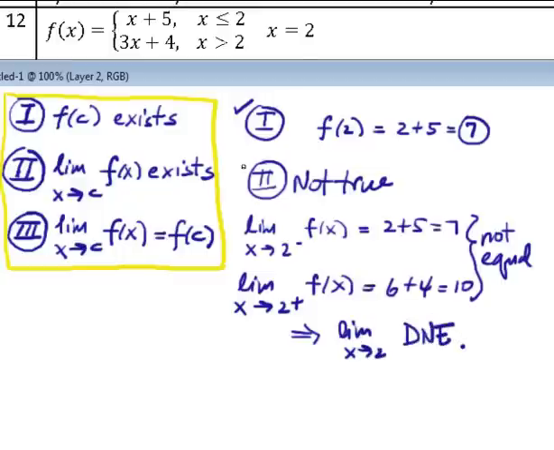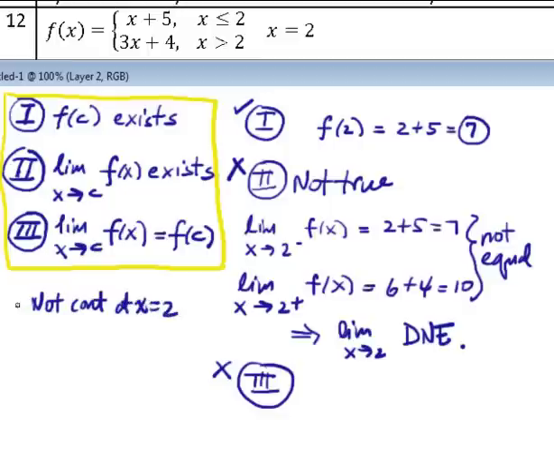So that's why 2 is not true. So 3 can't be true either. All right, this doesn't exist, so it can't possibly be equal to f of c. So 3 is not true. All right, so our function is not continuous at x equal 2. Because 2 is not true, it's also not removable.